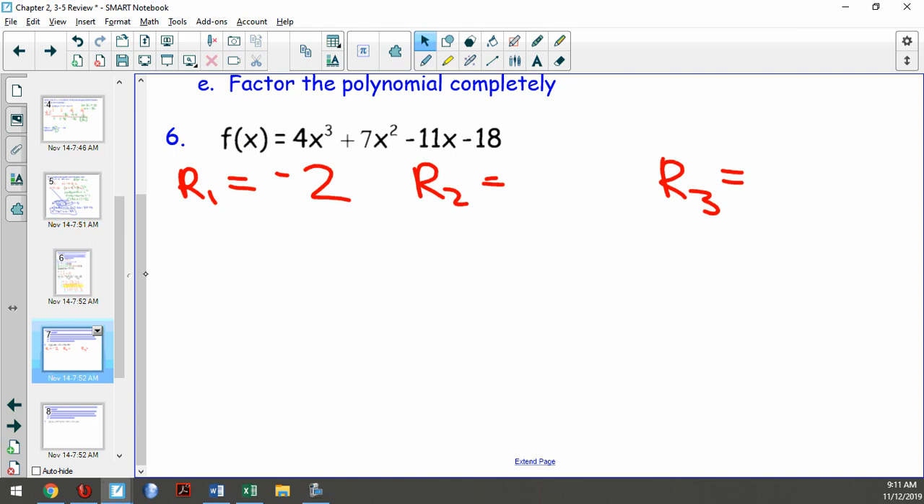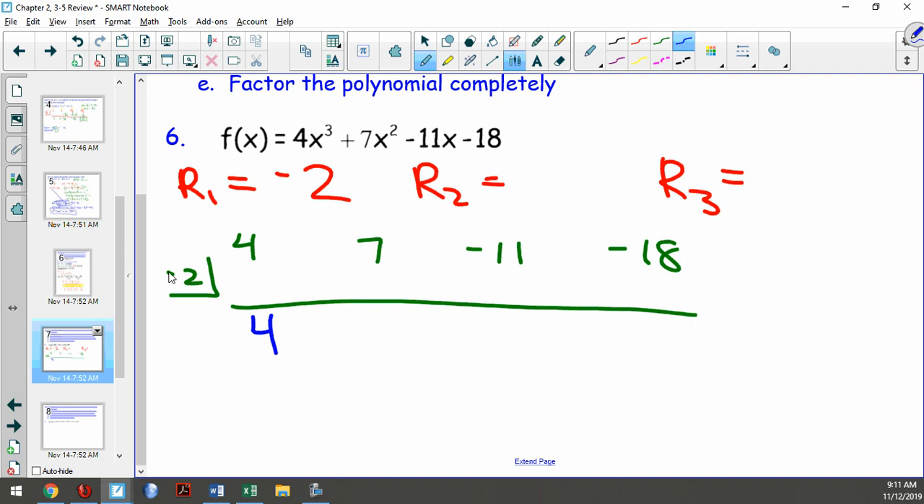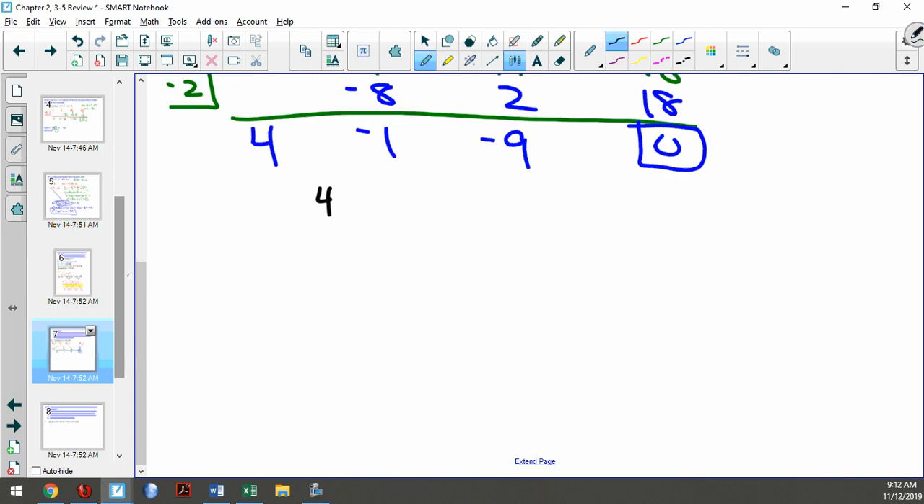I'm going to do synthetic division at negative 2. So I have 4, 7, negative 11, negative 18. Drop down the 4. 4 times negative 2 is? Plus 7 is negative 1. Negative 1 times negative 2 is 2. This gives me a negative 9. This gives me 18. And this gives me a 0. What degree is this polynomial right here? It is degree 2. And the polynomial I have is 4x squared minus x minus 9 equals 0. What do you think I need to do with that?